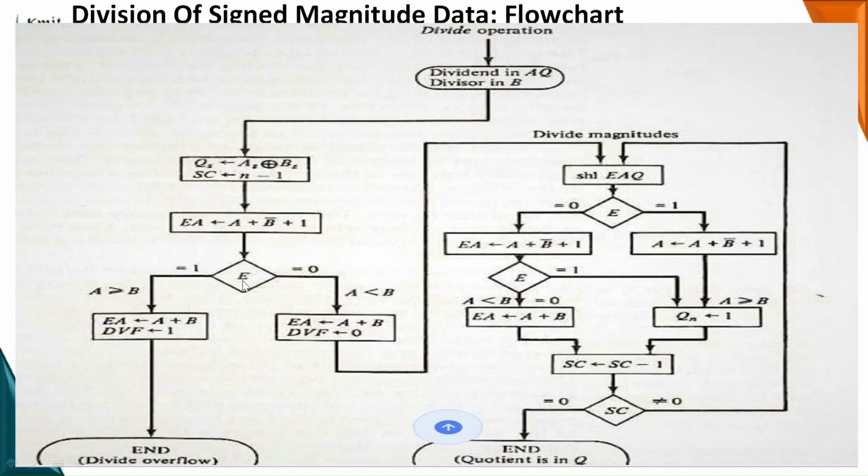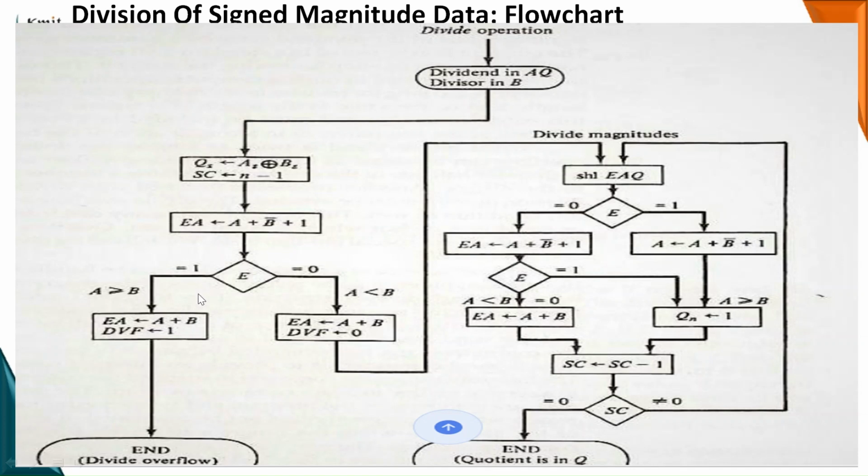So after performing this subtraction, if E contains a value 1, we mean to say that a divide overflow has occurred. The hardware or the software will determine that there is a chance that divide overflow occurs, and it will set the divide overflow flip flop to 1. Now we have performed the subtraction operation here just to check if there is a divide overflow.